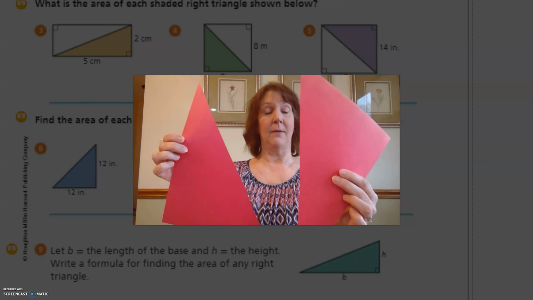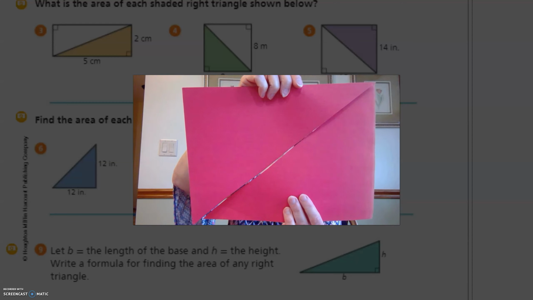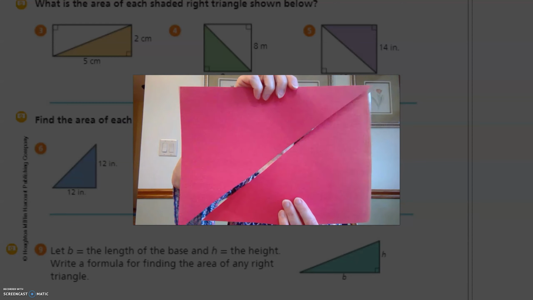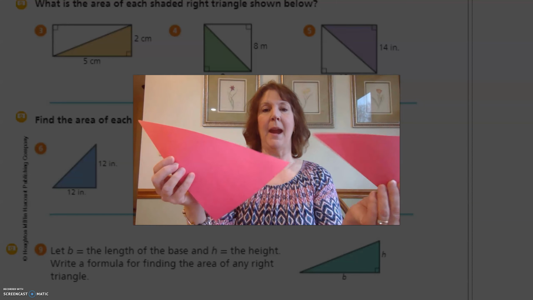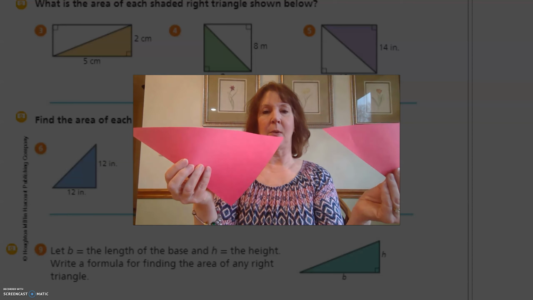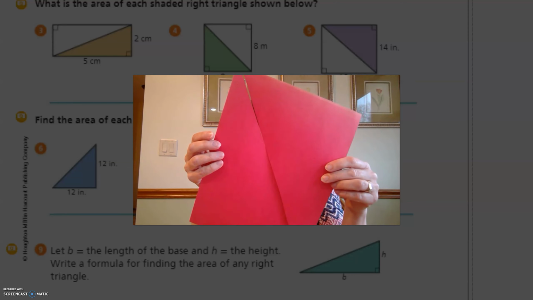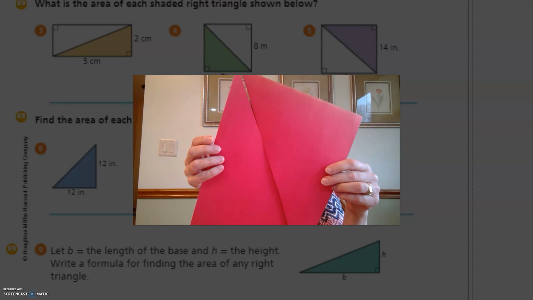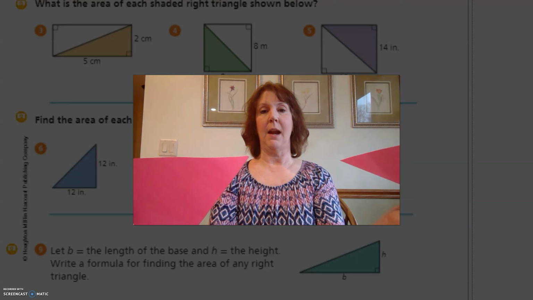I've got two halves. So if you knew the whole area of this, I'm just going to make up some numbers. So let's say you knew the whole area of this whole thing was 20 square inches. If I cut it in half, each one's going to be half of that. So this would be 10 square inches. This one would be 10 square inches. So our magic for today of finding the area of a triangle is going to be to find the area of the rectangle and cut it in half.